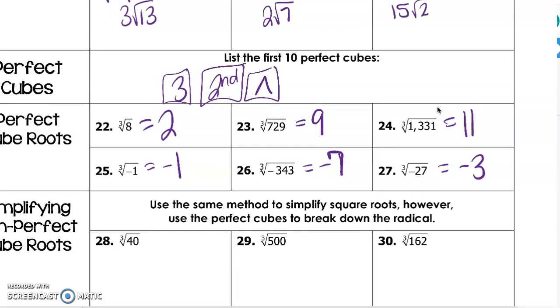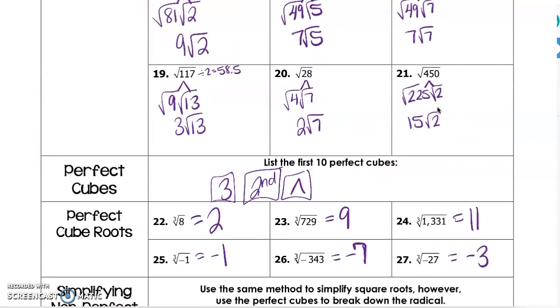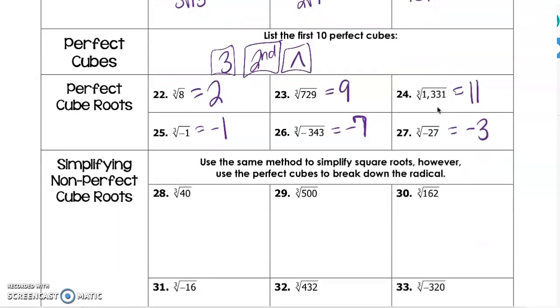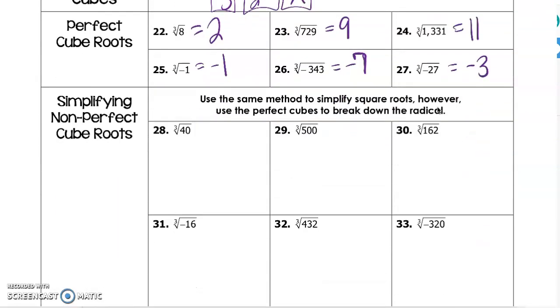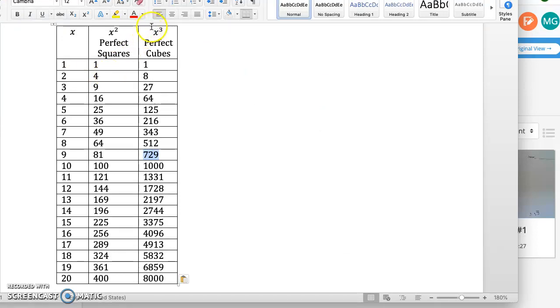Now we are going to simplify our non-perfect cubes. So this is exactly what we did with the square roots. You need to find the number on your list that goes into the number you're given. So our first one is 40. So a lot of us think, oh, let's use 4. Nope, we need to make sure we are using our cubed list now. So we're looking in our third column.